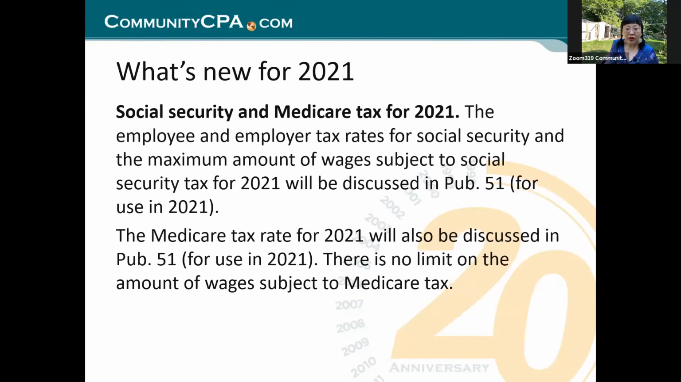When you file Schedule F, you should know. The other thing we want to mention to you is that in 2021, there will be a change to Medicare taxes. There will be no limitation on the amount of wages subject to Medicare taxes. So that just means the Medicare tax rate for 2021 will also be changed. That will be in Publication 15, to be used in 2021, not this year. So something new, I want you to be aware of that, knowing what you're going into in 2021.